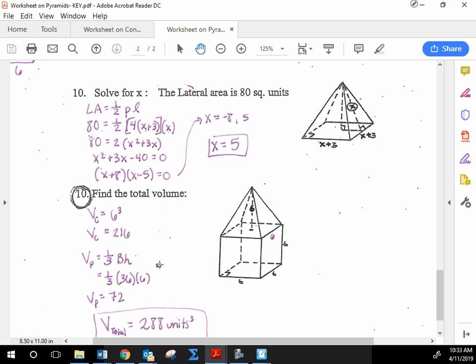I went ahead and divided both sides by 2 rather than multiplying it out. If you didn't, you would have had 2x squared plus 6x minus 80 equals 0, and then you would have factored out the GCF of 2, giving x squared plus 3x minus 40. So I just divided by 2. If you didn't, you would factor out and divide. Questions with this? Let's take a look at 7.